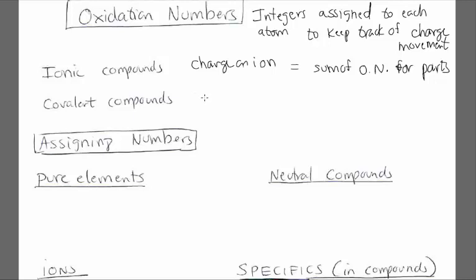Okay, so for covalent compounds, the oxidation number will be the charge that would be the case if the electrons were completely transferred and not just shared.